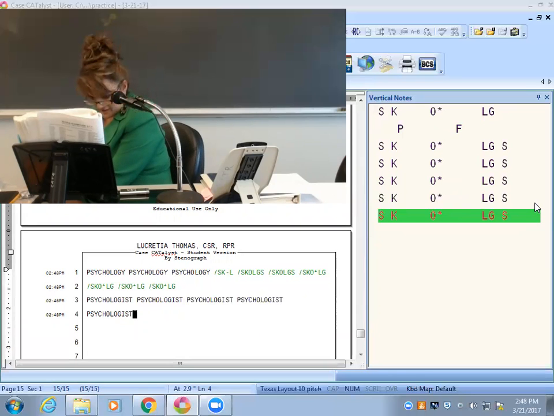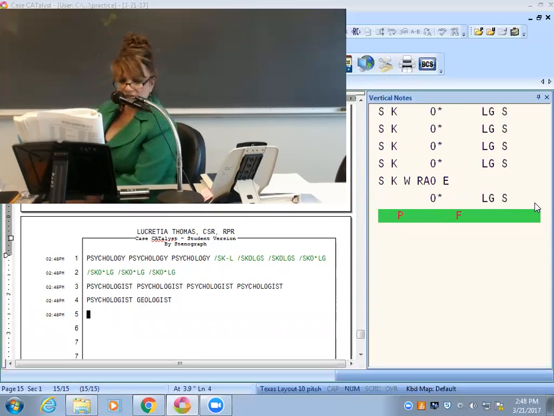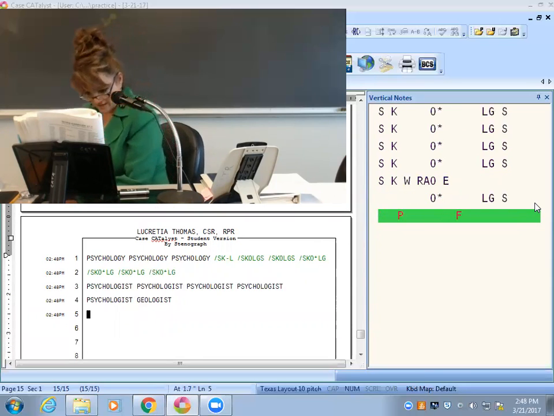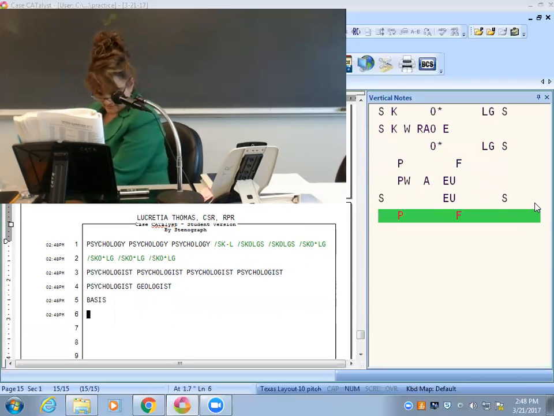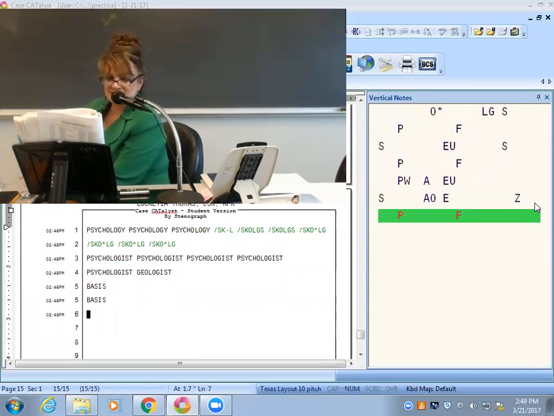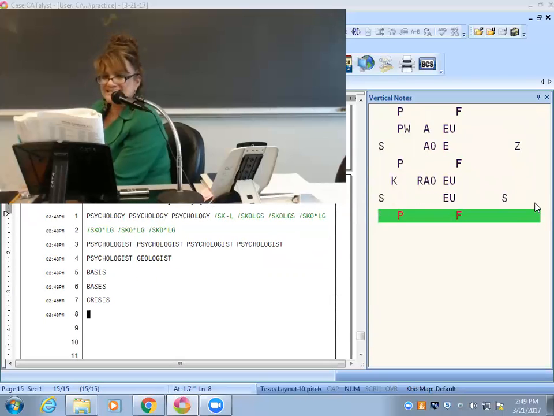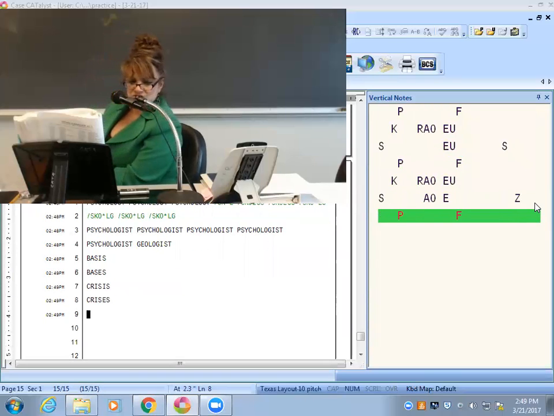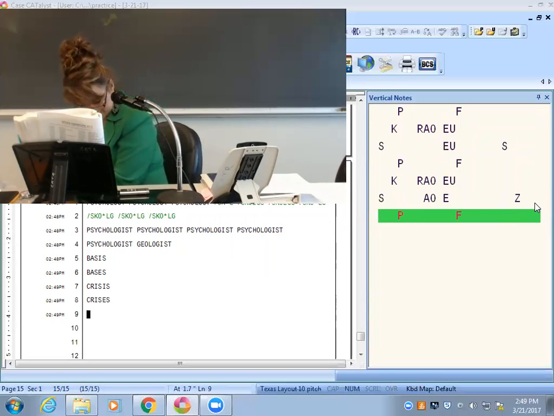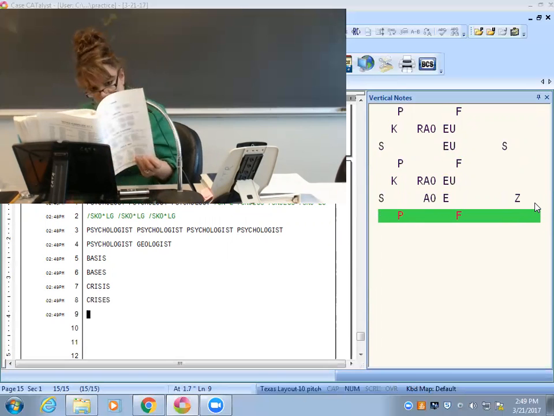And then you have geologist, G and then OLGS asterisk. It'll give you the ending, so you can write it by itself. And then plurals of words ending in SIS and IX. You have bases is basis, and it'll change it for you, okay? You've got crisis, crises. So just make sure you know how to write the plural of crisis. And then next page, 268, the top.